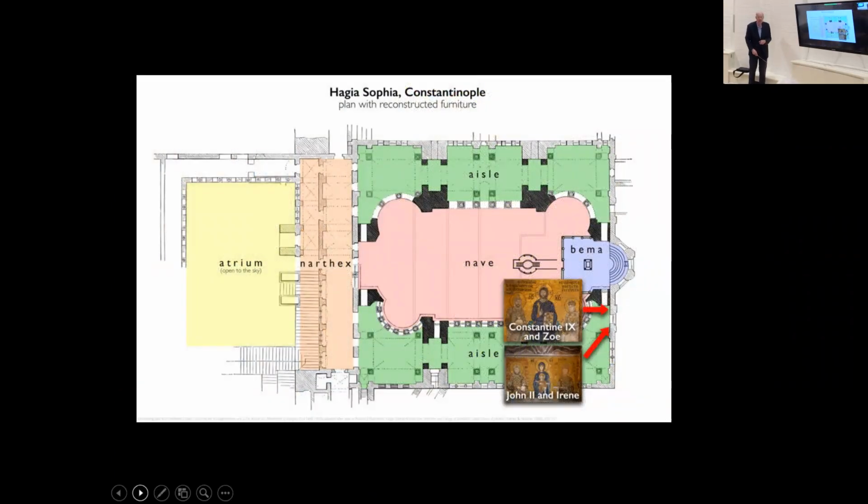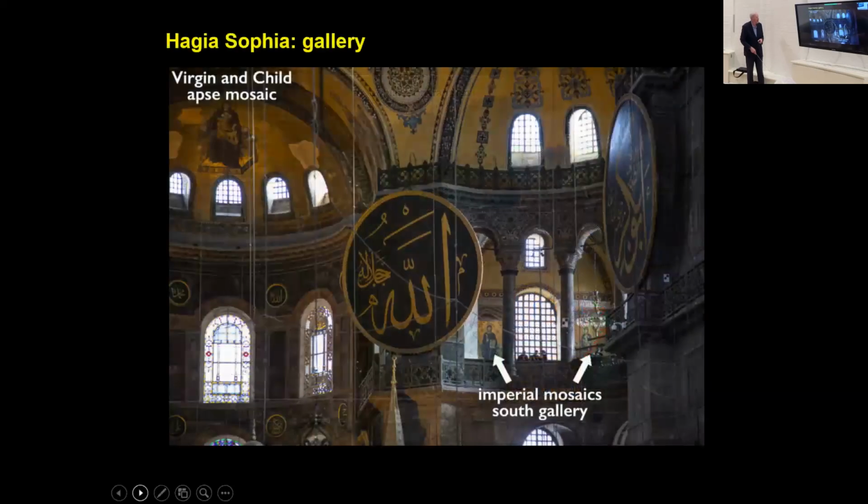I'm now going to take us back to the Hagia Sophia, and we're going to look at another mosaic on this gallery, this one of John II and his Queen Irene. Just to remind you where they are, just here, gallery. Oh, by the way, those of you who haven't been, these big discs are parts of the Quran, which have always remained there since they were put up after the conquest. So they were there even when it was a museum.